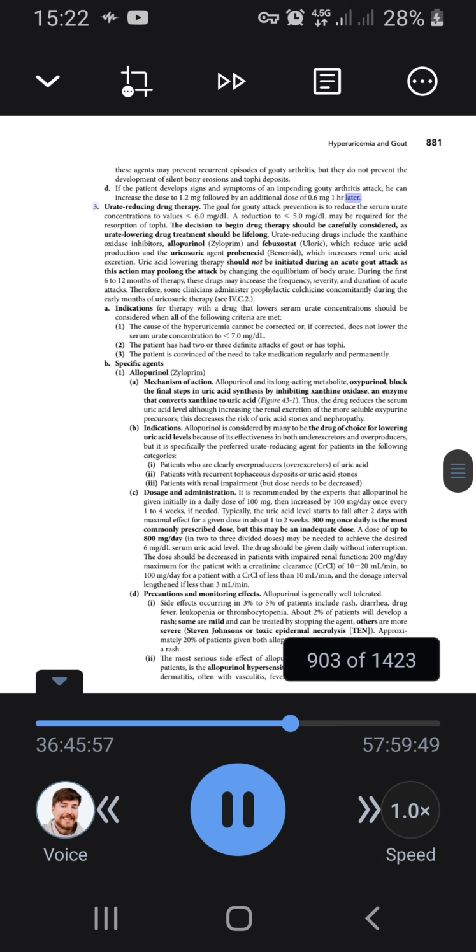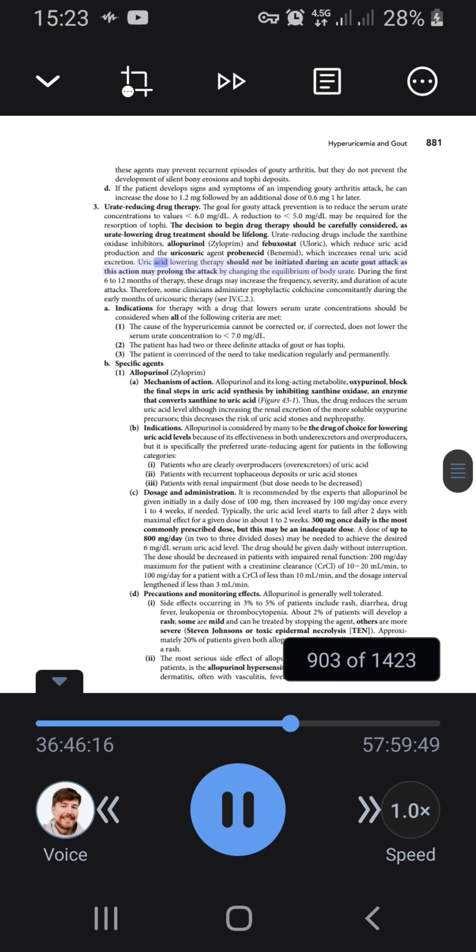3. Urate-reducing drug therapy. The goal for gouty attack prevention is to reduce the serum uric acid concentrations to a value less than 6 mg/dL. A reduction to 5 mg/dL may be required for the resorption of tophi. The decision to begin drug therapy should be carefully considered, as urate-lowering drug treatment should be lifelong. Urate-reducing drugs include the xanthine oxidase inhibitors, allopurinol, Zyloprim, and febuxostat, Uloric, which reduce uric acid production, and the uricosuric agent probenecid, Benemid, which increases renal uric acid excretion.